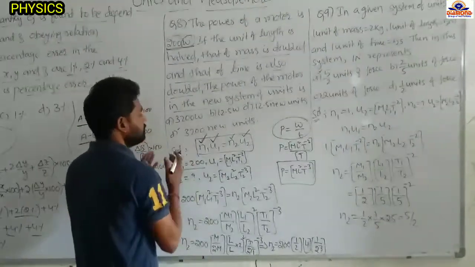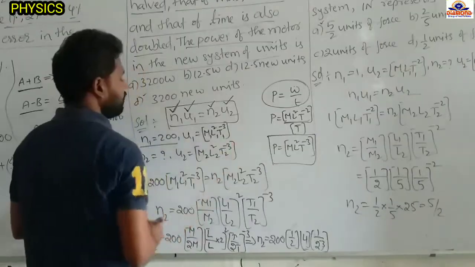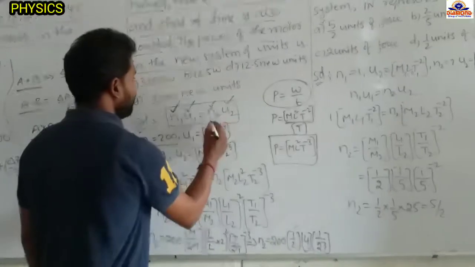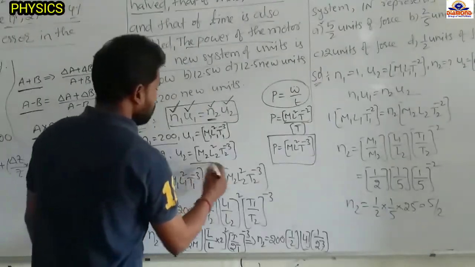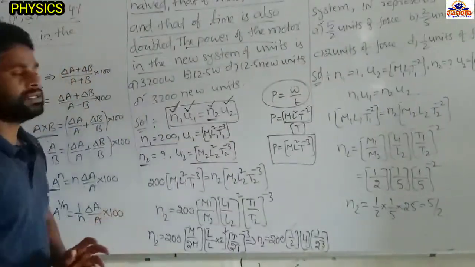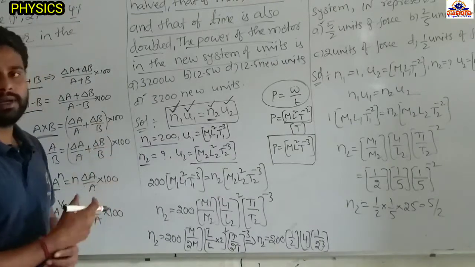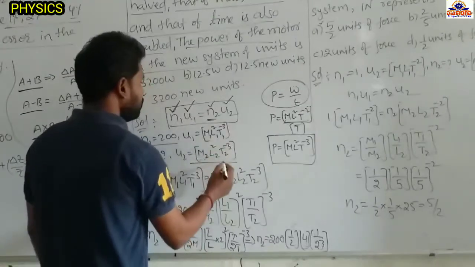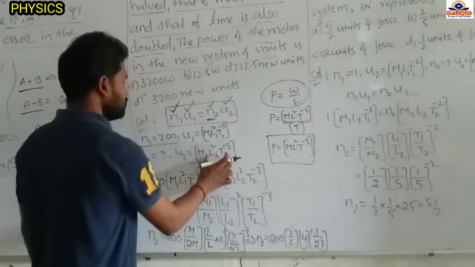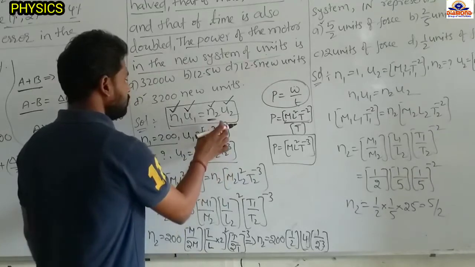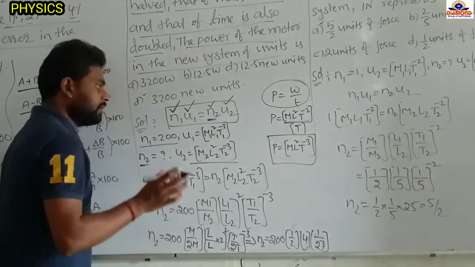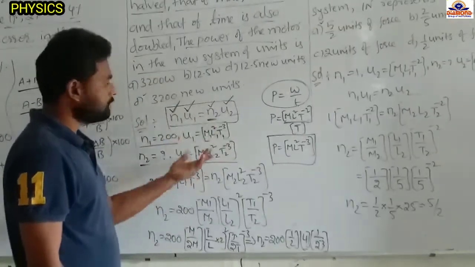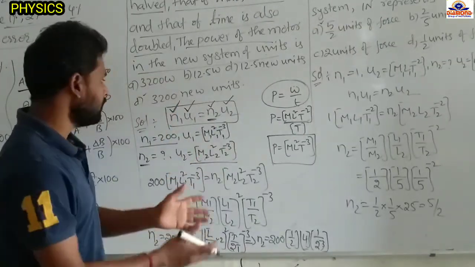This is the given system, so I am writing M1 L1 square T1 power minus 3, with suffix 1. Next, in the new system we have to find the n2 value. In the new system the dimensions are also the same, but the numericals will change. So M2 L2 power 2 T2 power minus 3. This is the new system's mass, length, time, and this is the given system's mass, length, time. Only numerical values change, but dimensions are the same. Mass, length, time are there in the new system also, but numerical values are different.